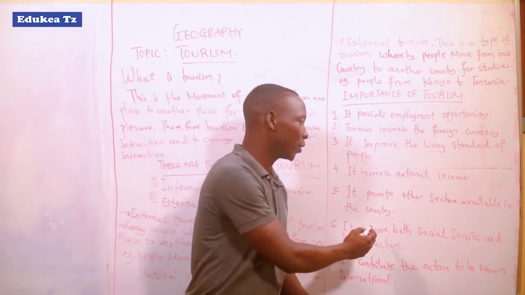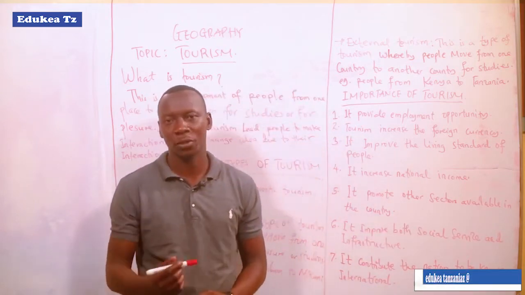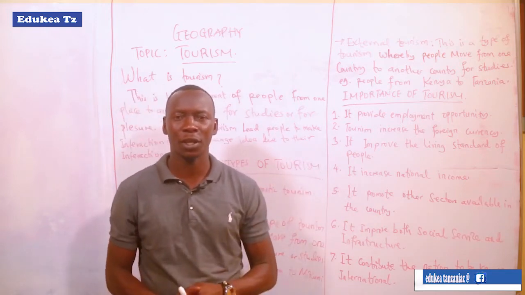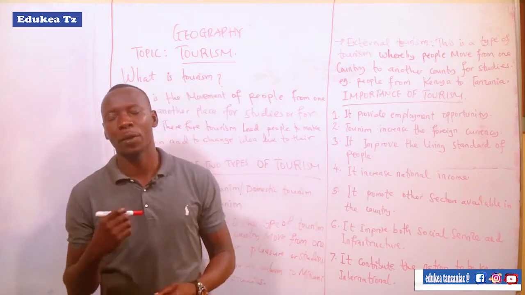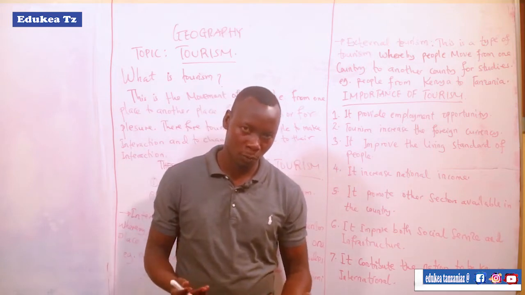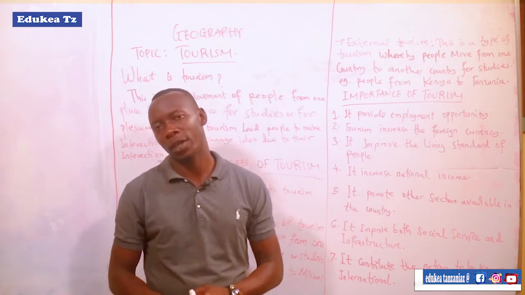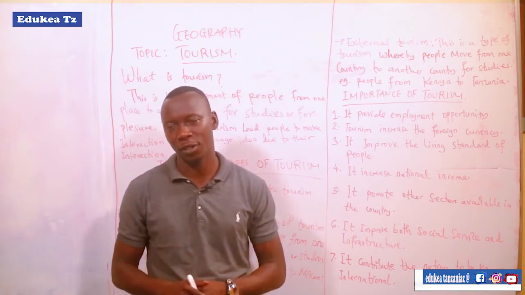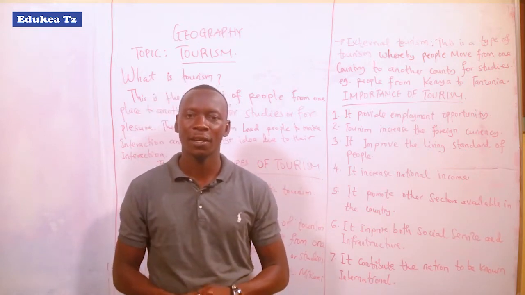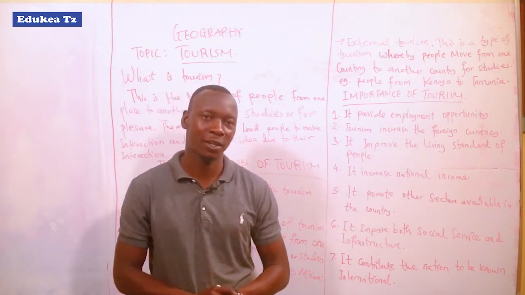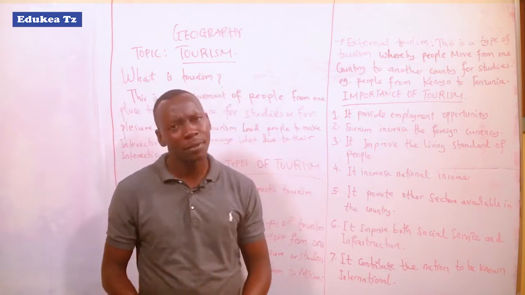And point number 5, it promotes other sectors available in the country. Other sectors, like financial institutions in Tanzania. Financial institutions in Tanzania have also been promoted by this sector, because after the tourists come to visit the country, they go to institutions like BOT, NMB, and CRDB to change their money so that they can get shillings that can be used in our country in a simple way. So through that, other sectors are being promoted.